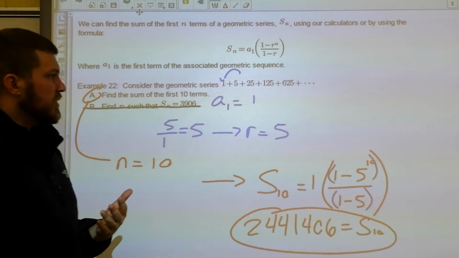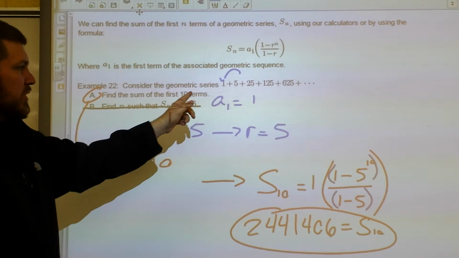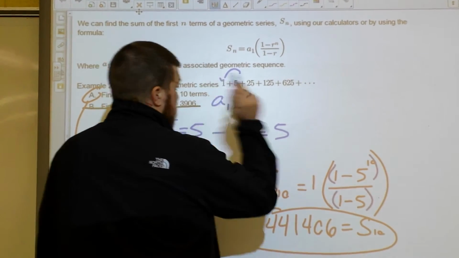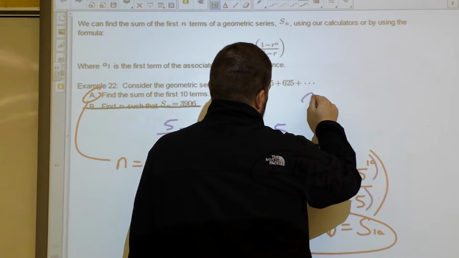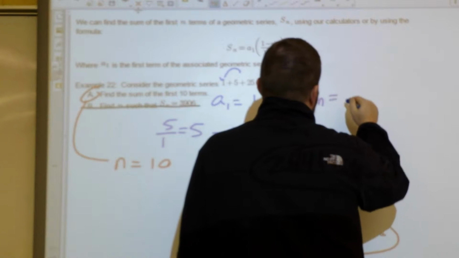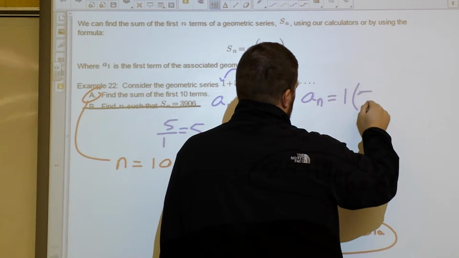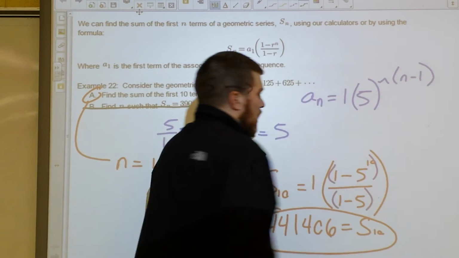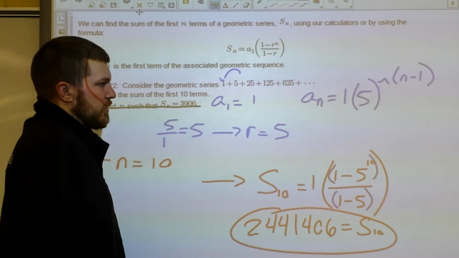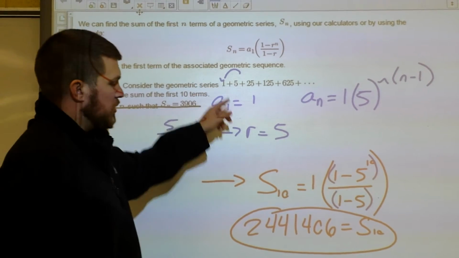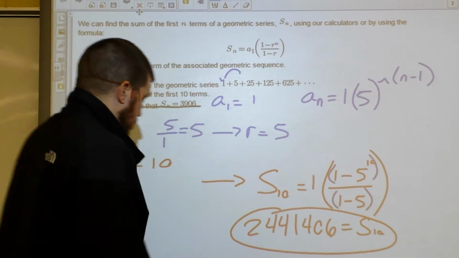Now, we could have also done this in our calculators, but what we would have had to do is first create a rule for the geometric sequence. So that geometric sequence would be A sub n, which is equal to our first position, so 1 times our common ratio raised to the n minus 1 power. Now, when we do this in our calculator, instead of n, we're going to use x. So let's do this. Again, we're starting in the first position and going all the way to the 10th position, so keep that in mind.